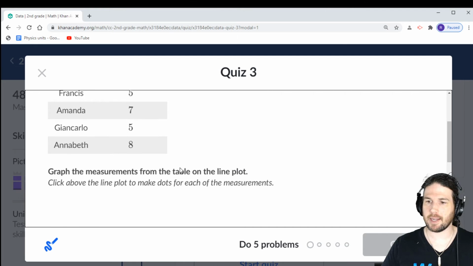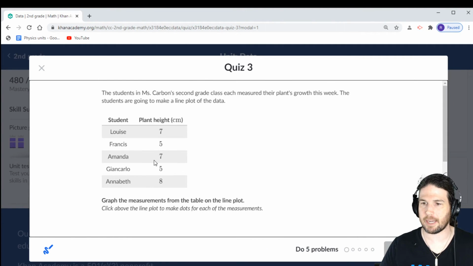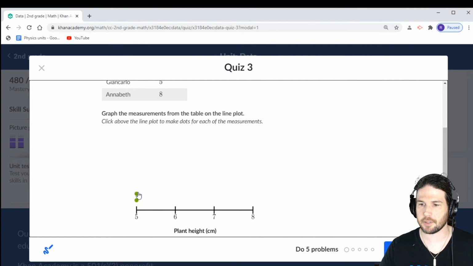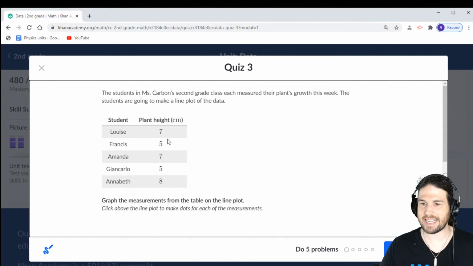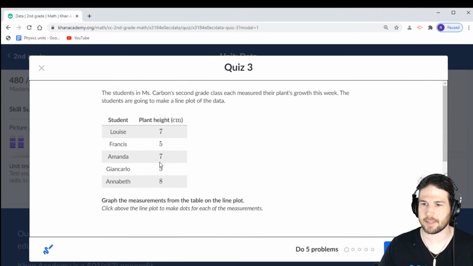We've got a line plot, and we're just measuring, right? We're just making the line plot. So I see 2 at 5 centimeters. I don't see any at 6. I see 2 at 7 and 1 at 8. That gives a total of 1, 2, 3, 4, 5 plants. Excellent.